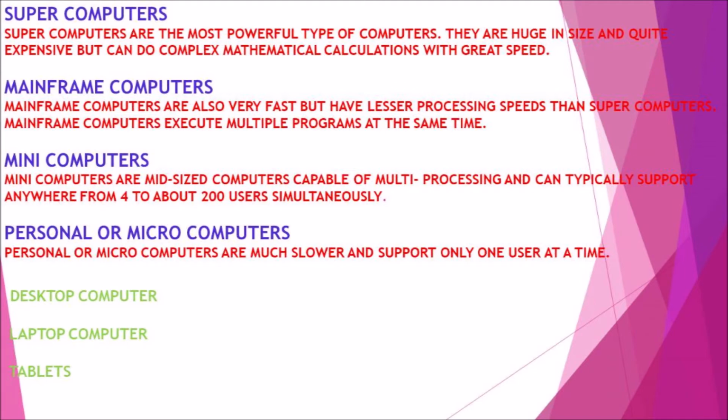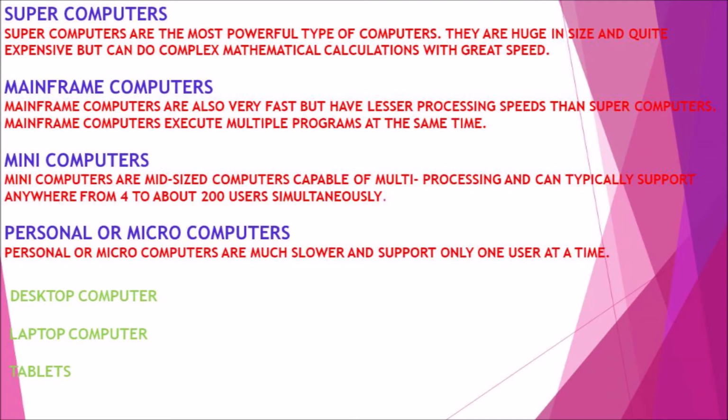And next one is the personal or microcomputers. So personal or microcomputers, we have seen that the desktop computer, laptop and tablets and even the mobile phone will come under this category. Personal or microcomputers are much slower and support only one user at a time.